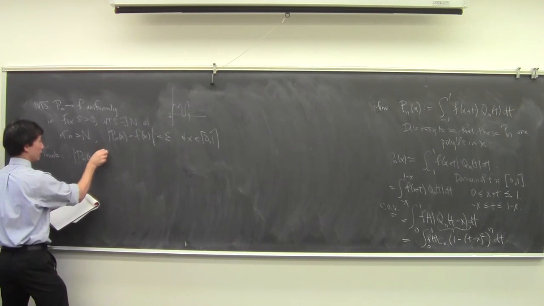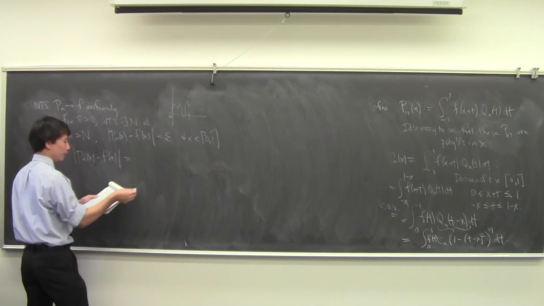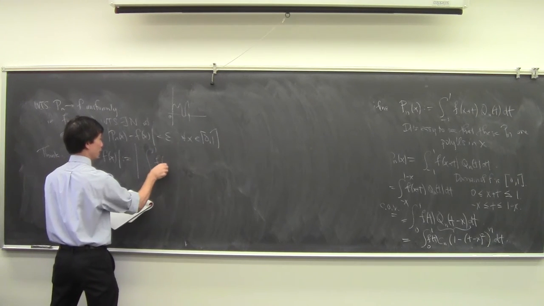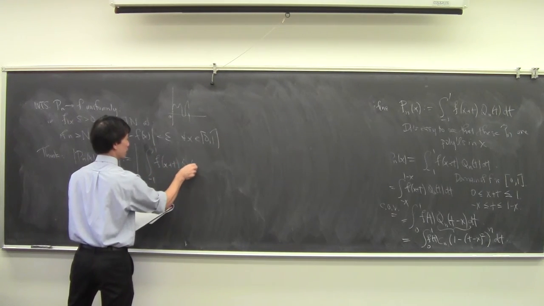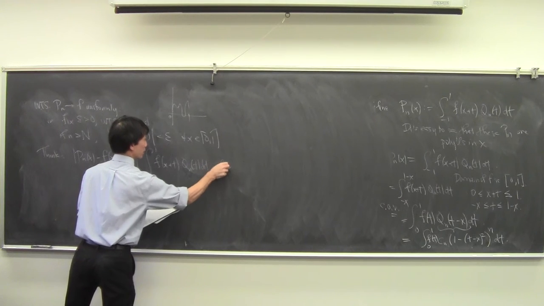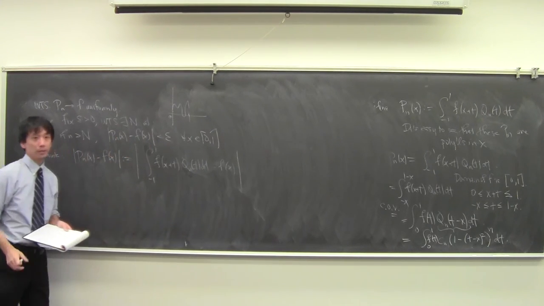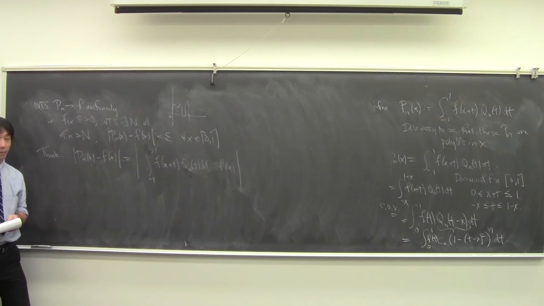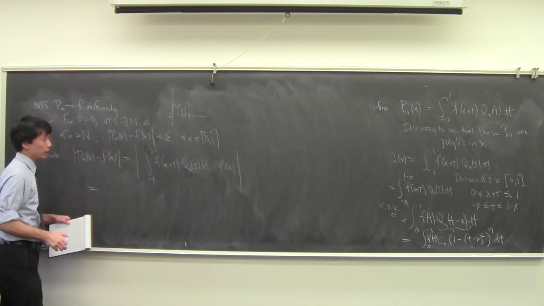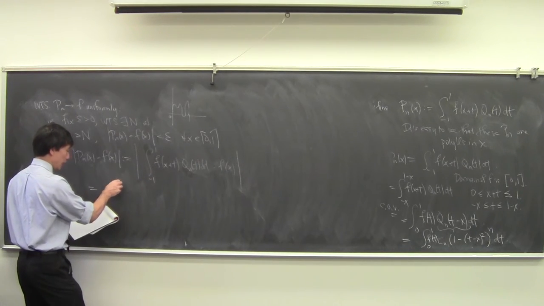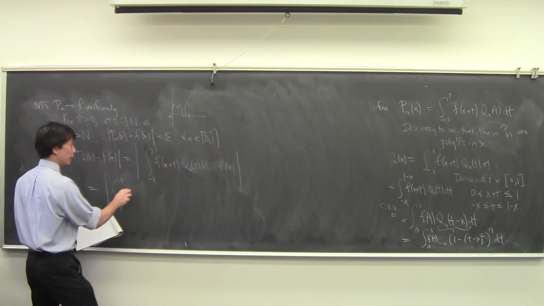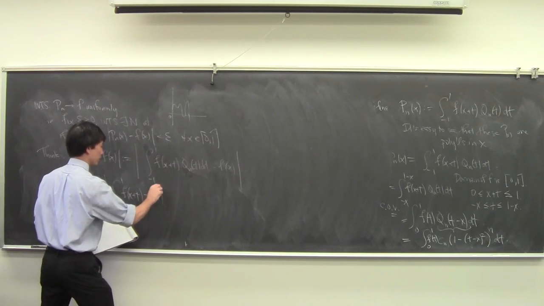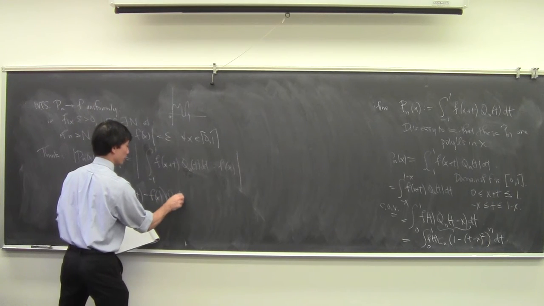If we look at this difference, by definition, it's just the integral from negative 1 to 1 of f(x plus t) q_n(t) dt minus f(x). So that's just by definition. Okay. At this point, we play a funny trick, which is we slide the f of x inside the integral.